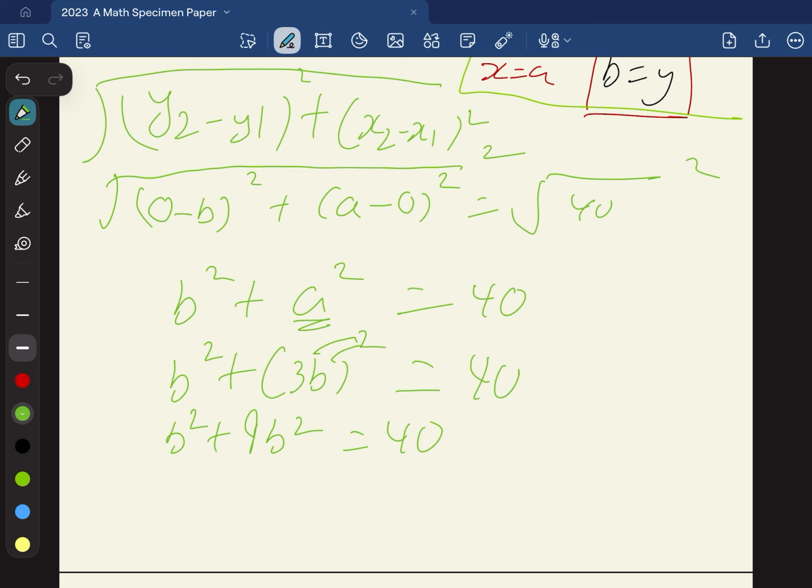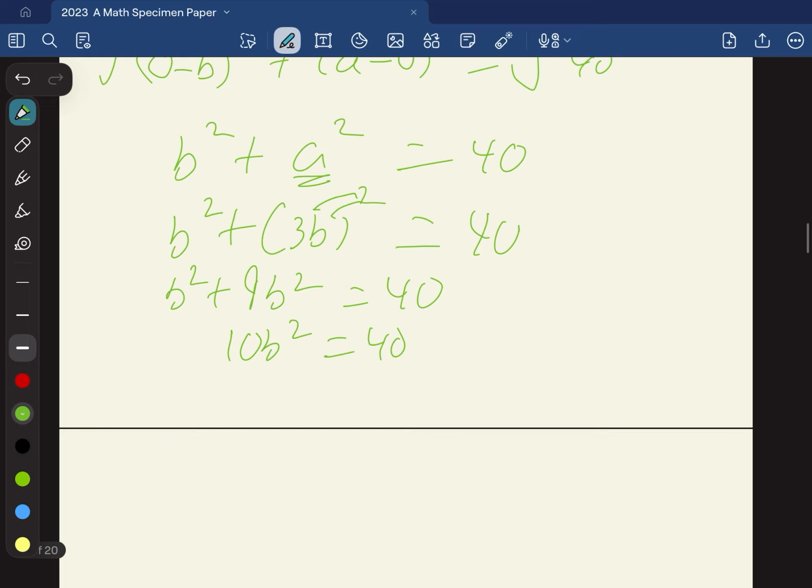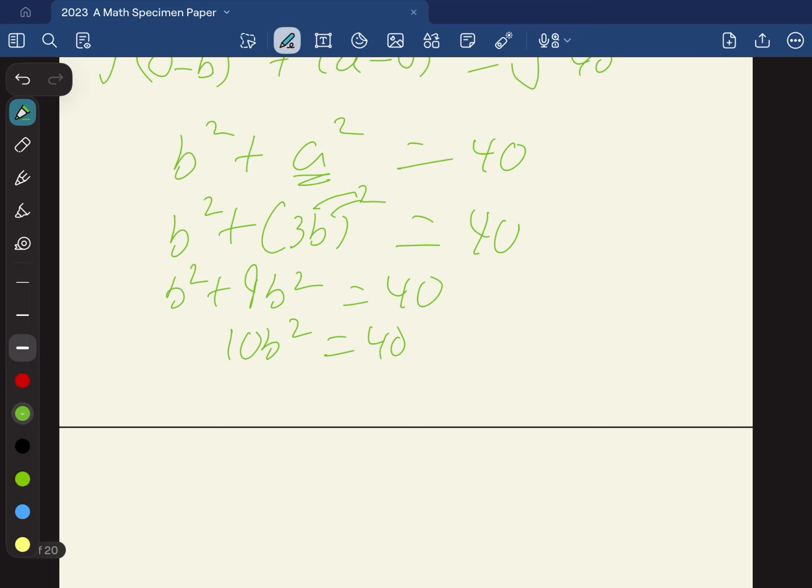So b squared plus 9b squared, it's 10b squared equals 40. b squared equals 40 divided by 10, which is 4. b is the square root of 4, which is 2. Yay, we found our first value. Okay, not yet. Plus or minus, so this is plus 2, this is minus 2.